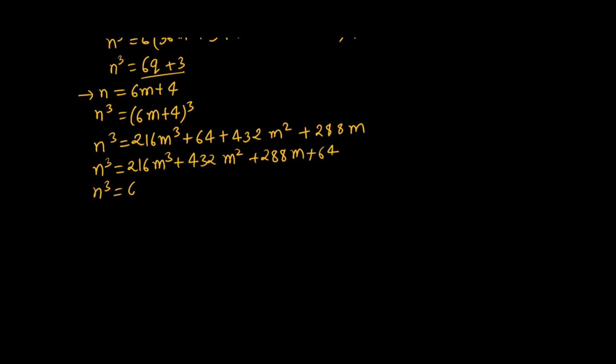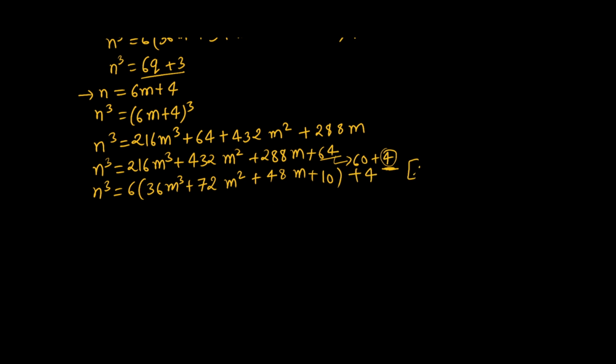So we will take 6 common. So 36 m cube plus 6 into 7, 42, 6 into 2, 12 m square plus 6 into 4, 24 and 4 and 8, 48 m plus, so this we can write as 60 plus 4. So always this value should be less than 6. 10 plus 4.